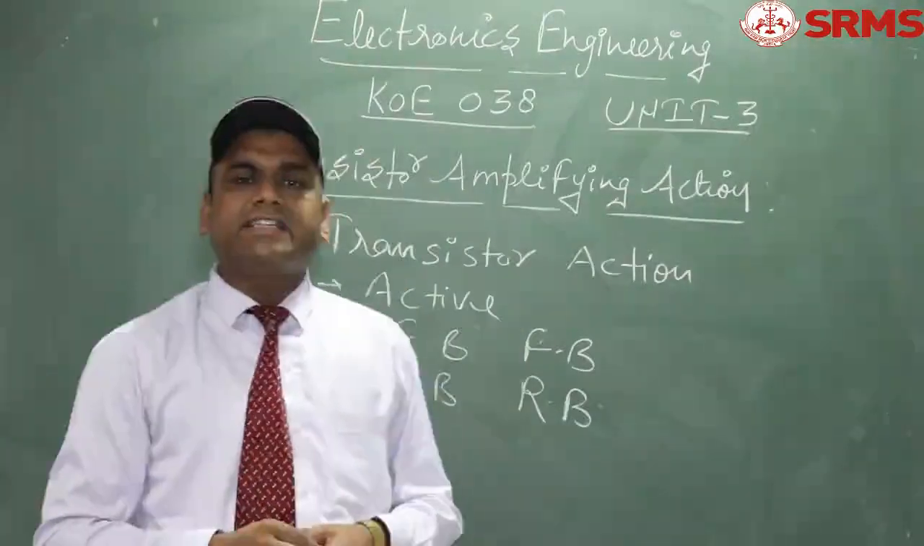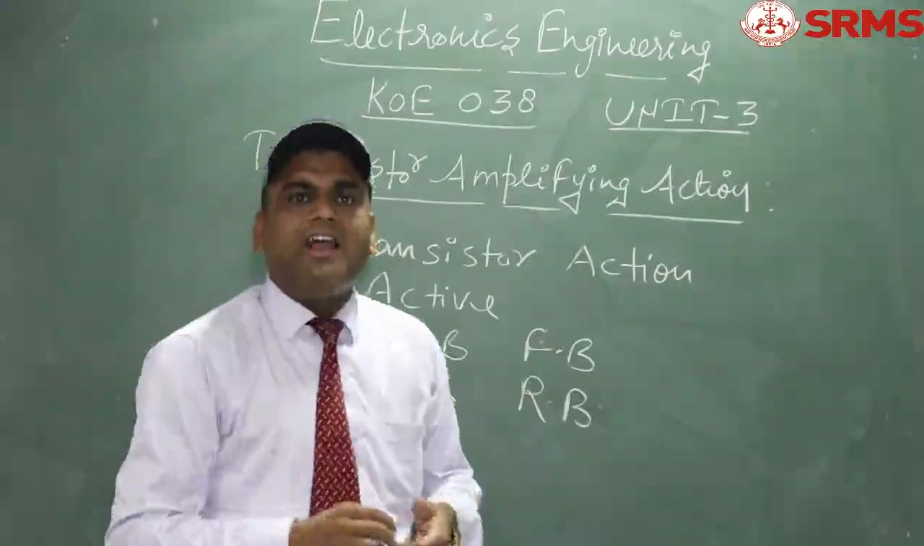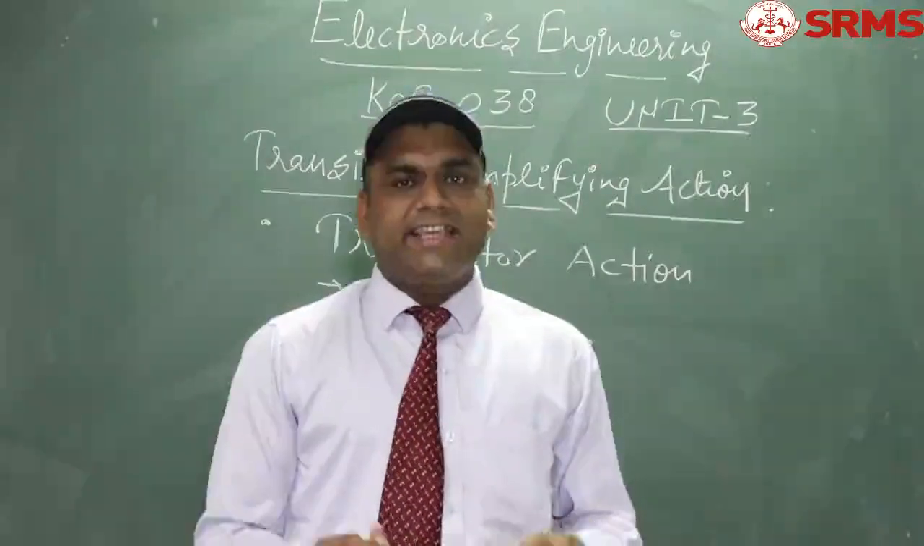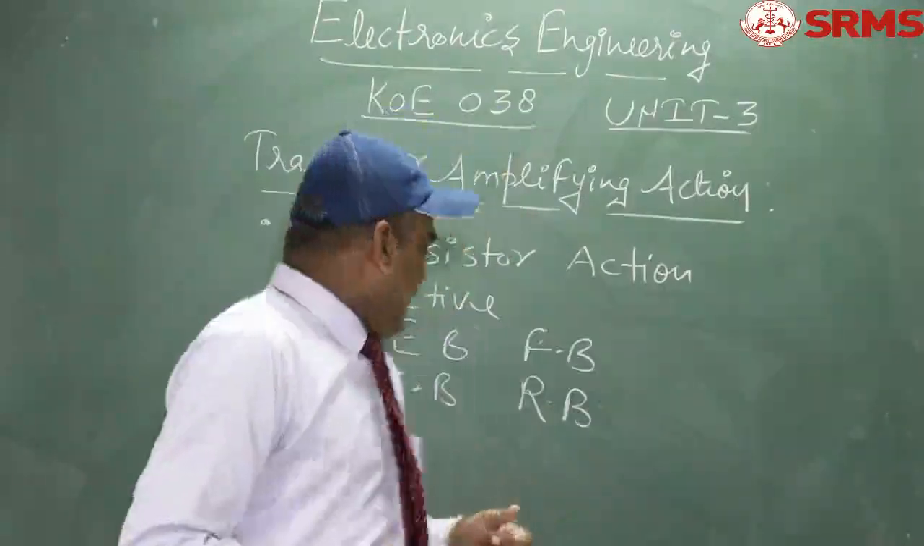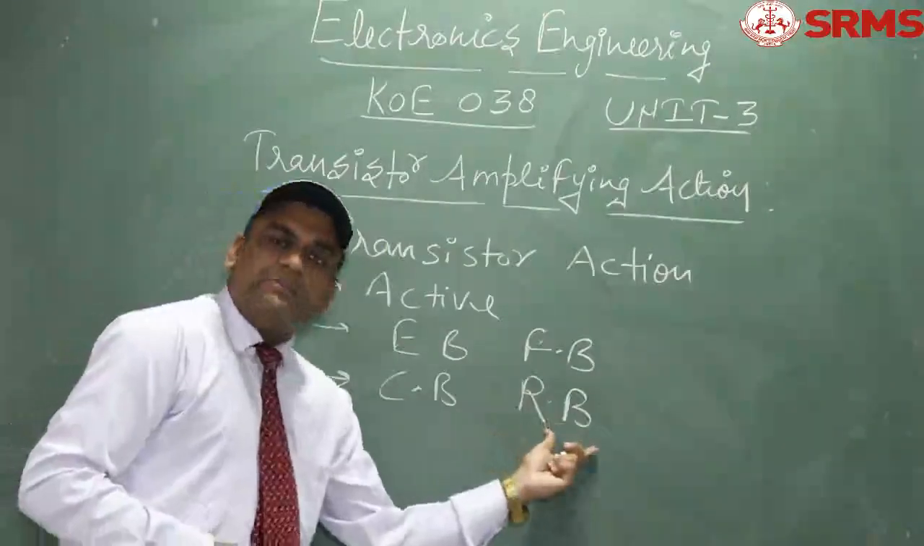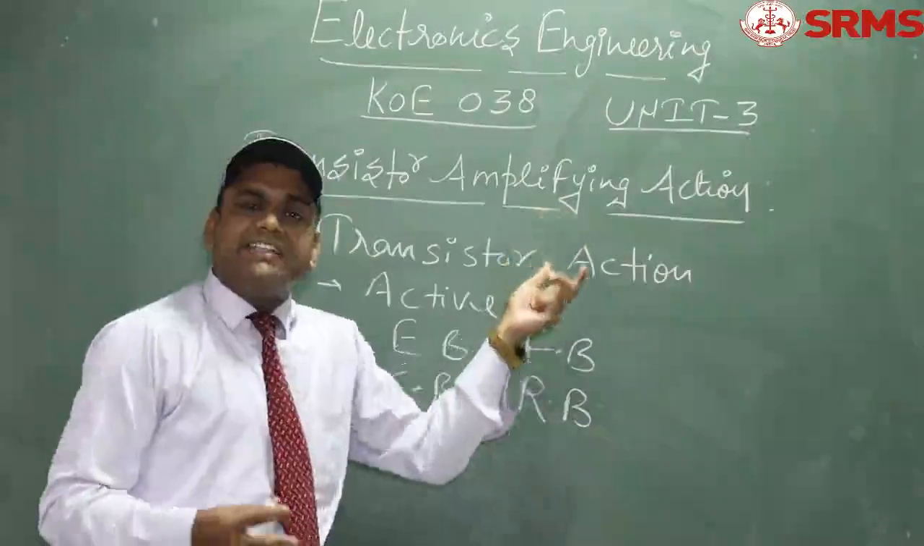Now we will discuss how the transistor can be used as an amplifier. As we discussed in the previous lecture, a transistor can be used as an amplifier in the active region, in which the emitter base junction must be forward biased and the collector base junction must be reverse biased. Now here we will discuss how the transistor is used as an amplifier.